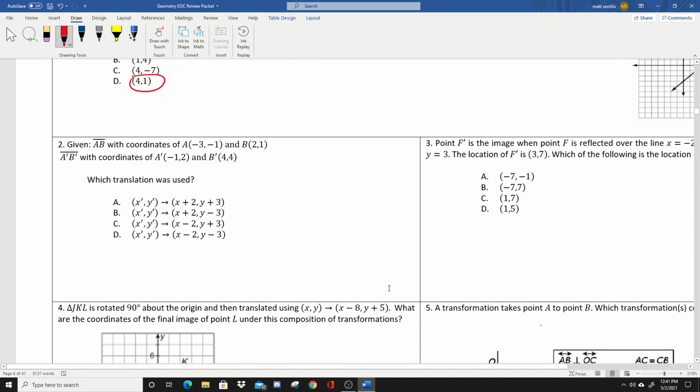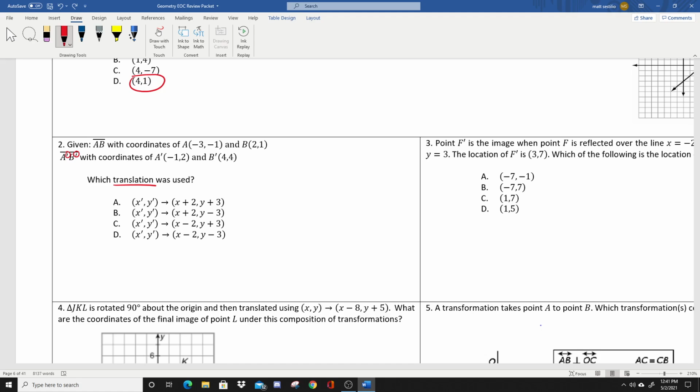Number 2, given AB with coordinates A and B, and then, remember these? This means the image. So line segment AB becomes this line segment. What happened to it? It says which translation. So remember, a translation is like you got this thing, and then you're picking it up and moving it in some way, and you get the same exact looking thing. So you could graph this one if you wanted to.